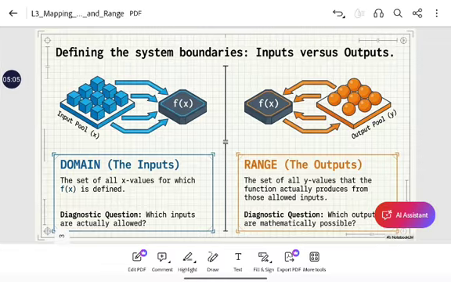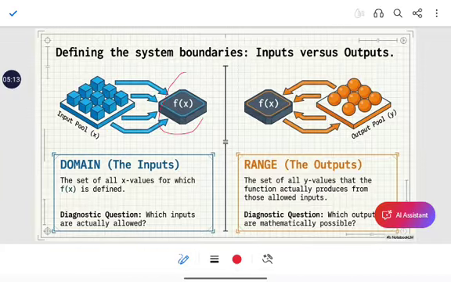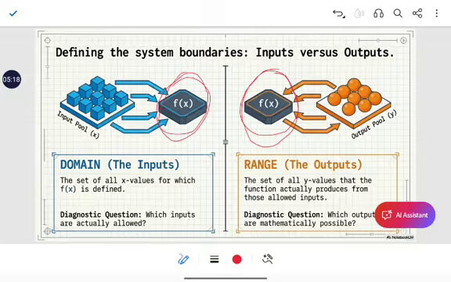Now, define the system boundaries, input versus output. We are considering our functions as a machine. The input is whatever information you put into the machine. You calculate, you resolve it, and what comes out becomes the output. So the domain is the input, the set of all x values for which f of x is defined.